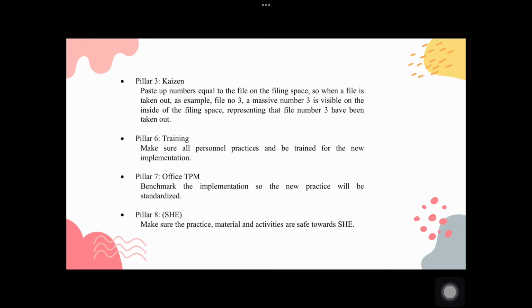For Pillar number 6, Training. Make sure all personnel practice and are trained for the new implementation. Pillar 7, Office TPM. Benchmark the implementation so the new practice will be standardized. Pillar number 8, SHE. Make sure the practice, materials and activities are safe towards SHE.